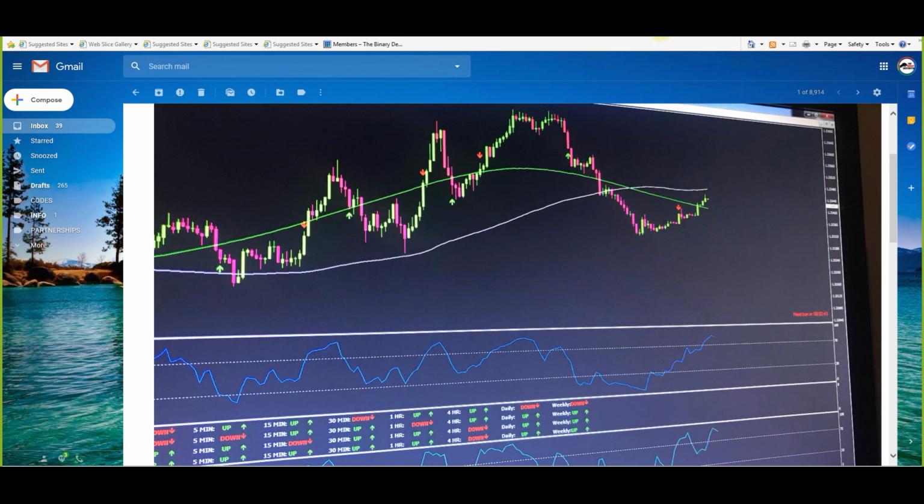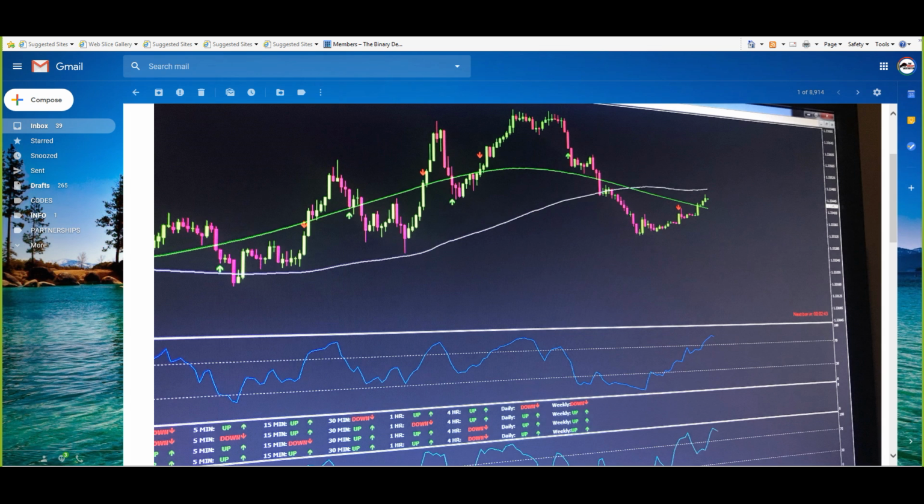In this particular trade, I set my stop loss above the moving average, which was protected, and I set my take profit to 15 pips. You could use a trailing stop loss on this occasion, but I set my stop loss, my take profit, and went to bed.